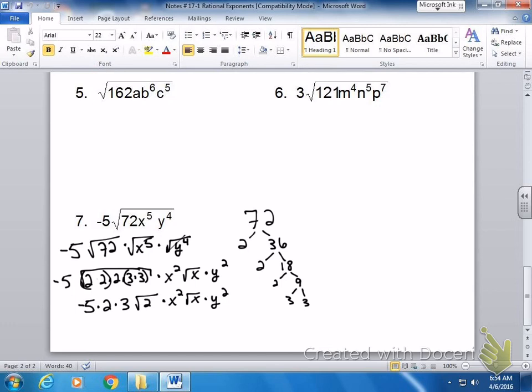Well, negative 5 times 2 is negative 10. Negative 10 times 3 is negative 30. Then I have my x squared, y squared outside my square root. Inside, I have the square root of 2 and the square root of x, so the square root of 2x.